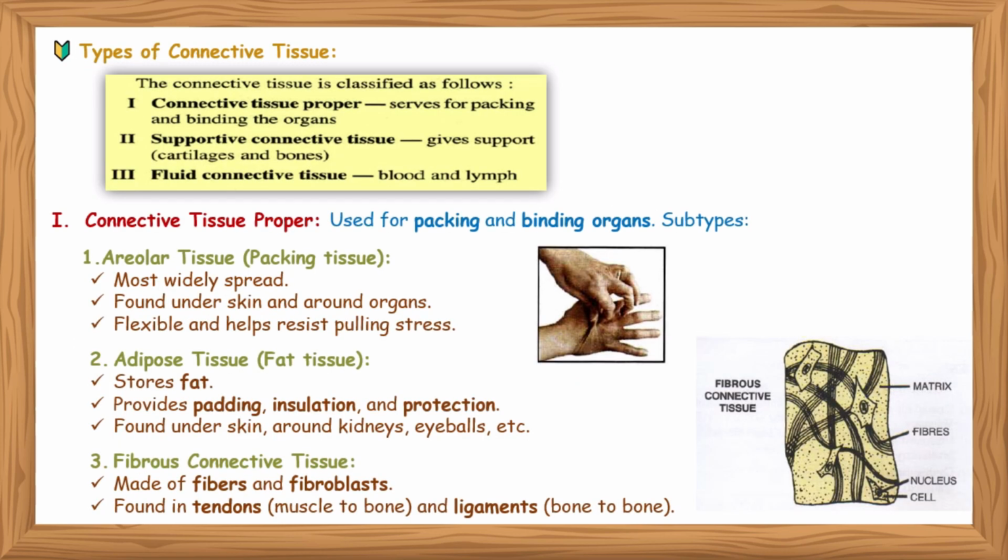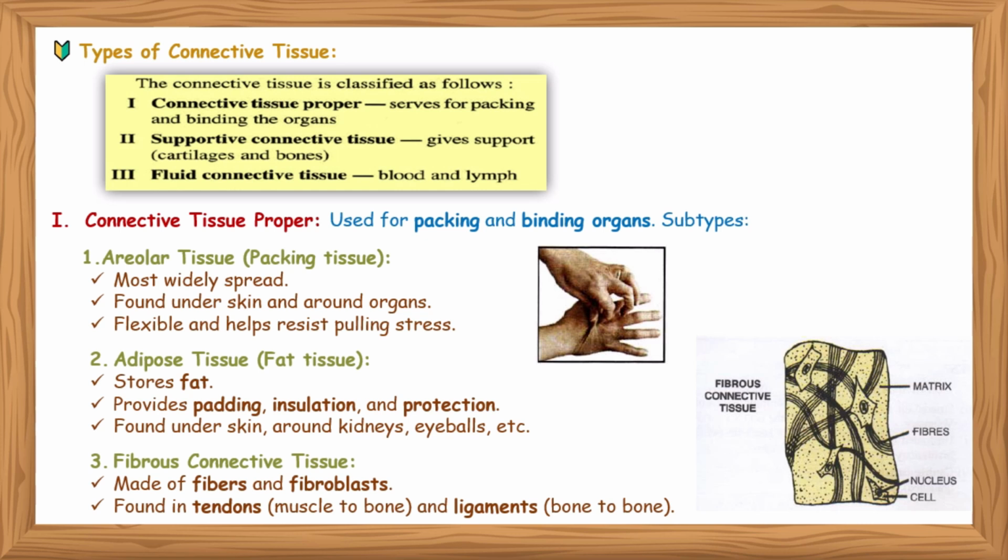Types of connective tissue. Connective tissue can be classified into three types. There is connective tissue proper, which serves for packing and binding the organs. Supporting connective tissue gives support, like cartilage and bones. Fluid connective tissue includes blood and lymph. Connective tissue proper is used for packing and binding organs.